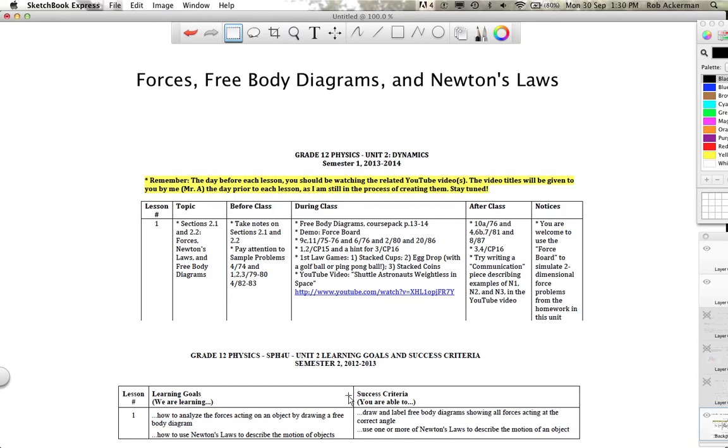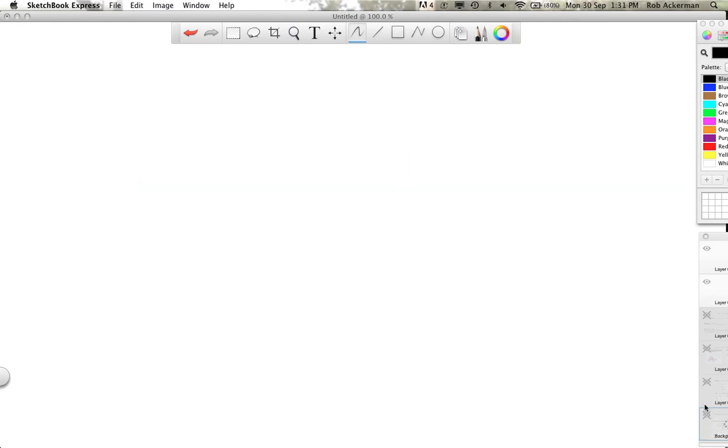You should be able to draw those free body diagrams that show all the forces acting at the correct angle and hopefully with approximately correct lengths or magnitudes. And you should also be able to use at least one, preferably more, of Newton's laws to describe why an object is doing what it is doing. All right, without further ado, let's get started.